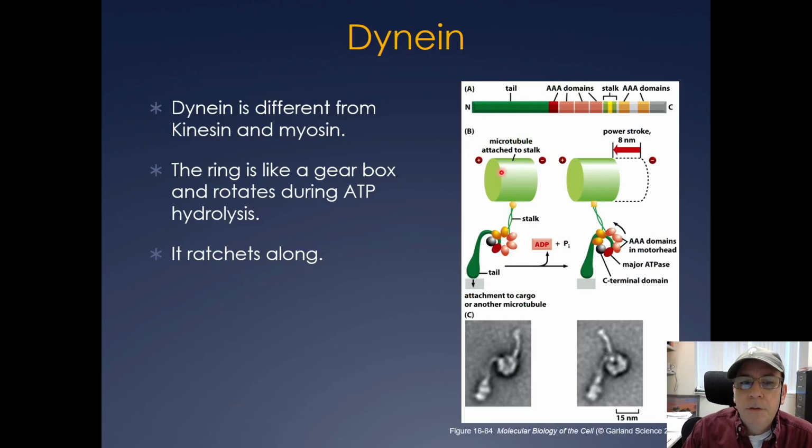The third class of molecular motor proteins is dynein. Dynein is different from kinesin and myosin, both structurally and in the way that it works. It forms a ring-like gearbox structure, and it uses the hydrolysis of ATP to almost work like a ratchet. It has an AAA domain and a stalk domain, which can attach to the microtubules, and it basically uses the hydrolysis of ATP to move, ratcheting along. Here are some electron micrographs of the dynein molecule.